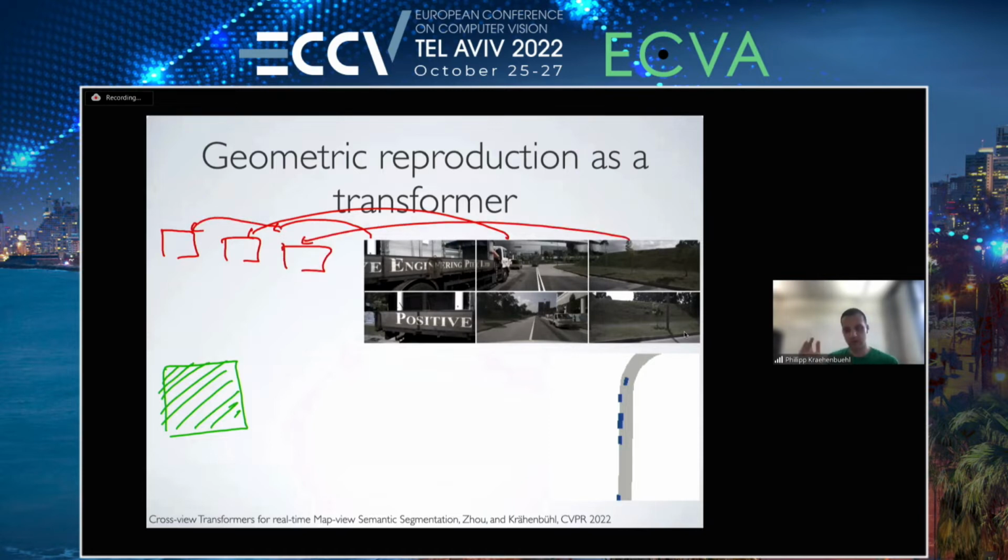It's just some sort of feature map that we get from a CNN. And now we're going to build a cross-attention operator that takes the map representation as queries. The keys and values come from all of the images, and we'll get an updated map representation as an output.